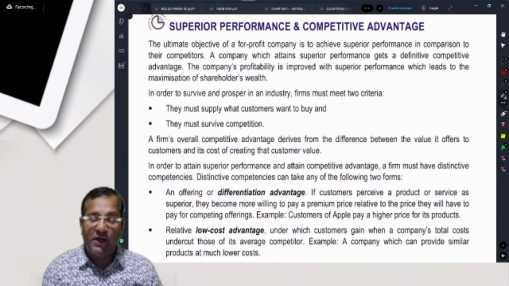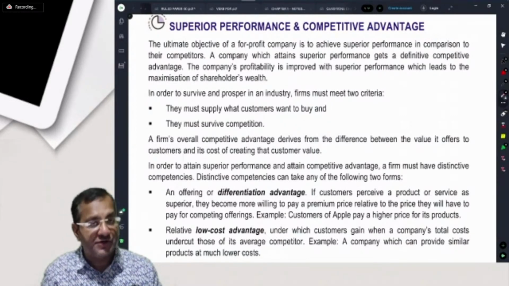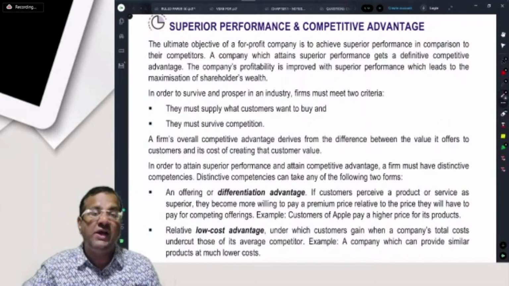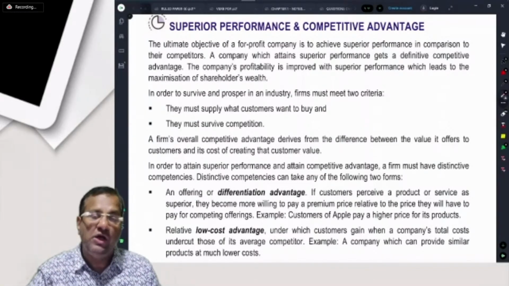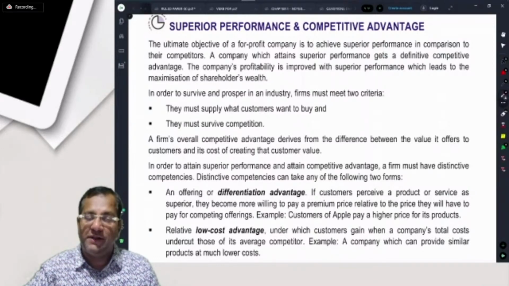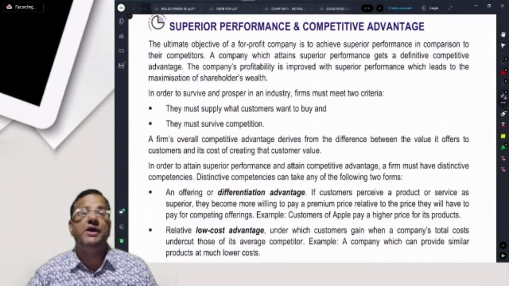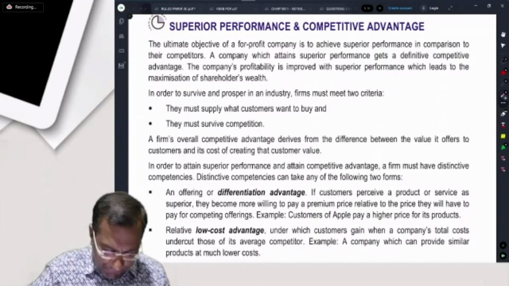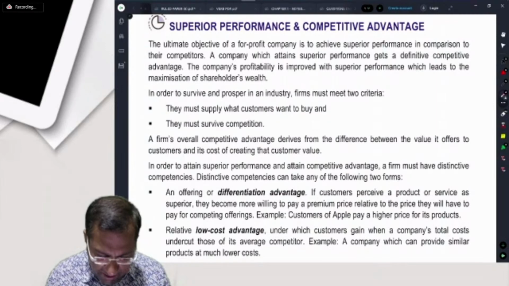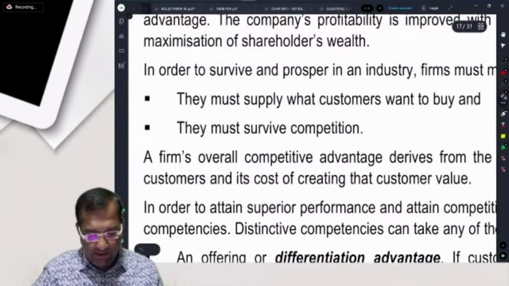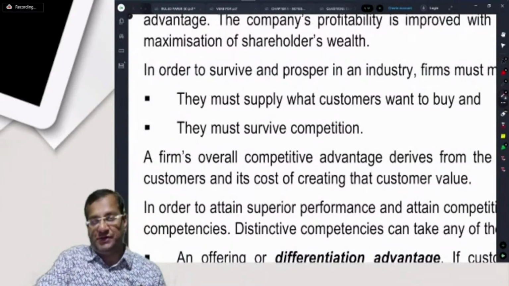And second point, I have to survive the competition. Competition means marketing skill, product timely availability, knowing your competitor, what special features they are offering to the customer, so that I can also incorporate that one, so that I can retain my customer. So two things are required in order to survive a competition. The first one is they must supply what the customer wants to buy. And second, they must survive the competition.